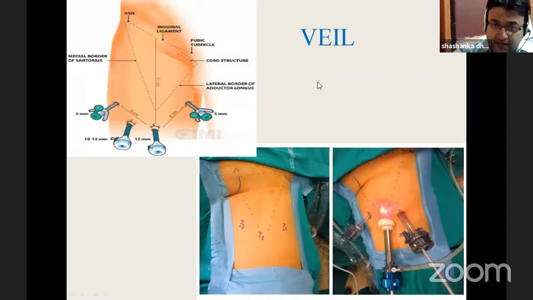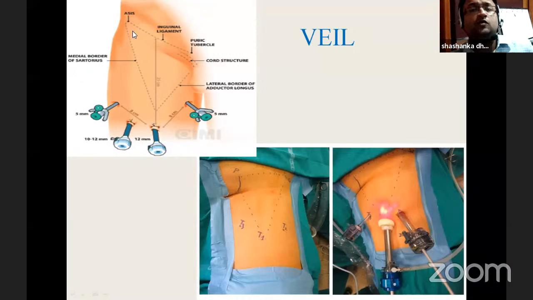So to bring down the complications of inguinal lymph node dissection, a laparoscopic approach known as VEIL, or video endoscopic inguinal lymphadenectomy, has been devised, and it is becoming more and more common now. This is the placement of the 4 ports, two 5-millimeter ports laterally and a couple of 10 or 12 millimeter ports more medially. And we keep the landmarks of the medial border of the sartorius and the lateral border of the adductor longus. This is our area of interest, and this is the inguinal ligament. So this is how it is done.